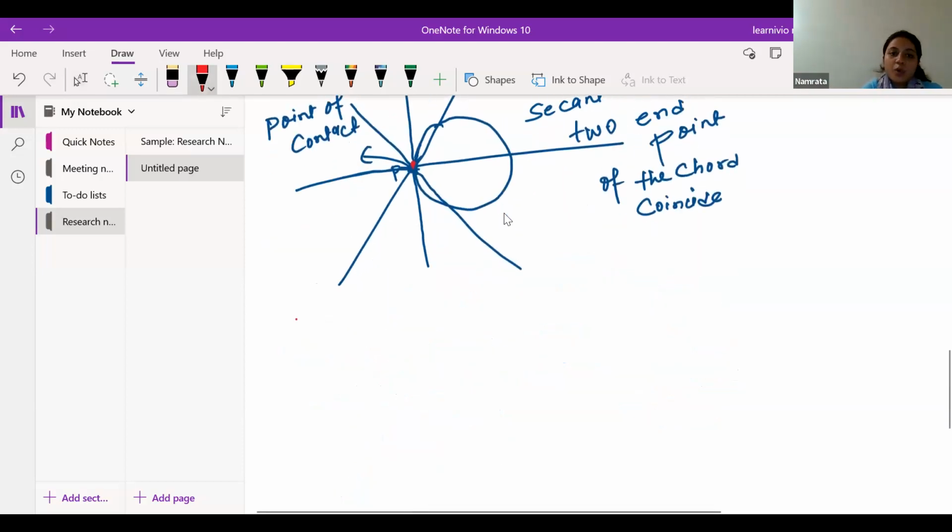Now, the common point of the tangent and the circle, as we have already discussed, is called the point of contact. So whenever we draw a tangent, we must have a point of contact, where the name says it all. The straight line will touch the circle at one and only one point. That point is called the point of contact.